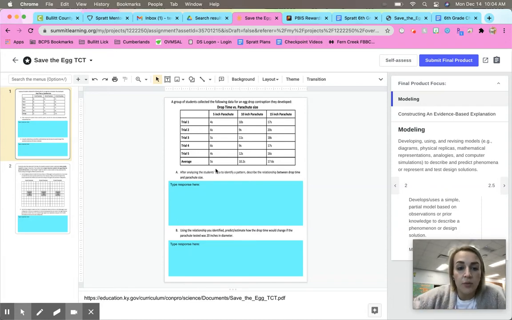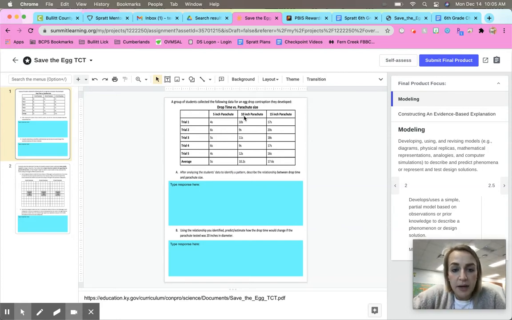All right, so we see that we have our 5-inch parachute. Trial 1, it took 4 seconds. Trial 2, it took 6 seconds. Trial 3, it took 5 seconds. Trial 4, it took 6 seconds. And on trial 5, it took 4 seconds for the egg and the parachute to get to the ground.